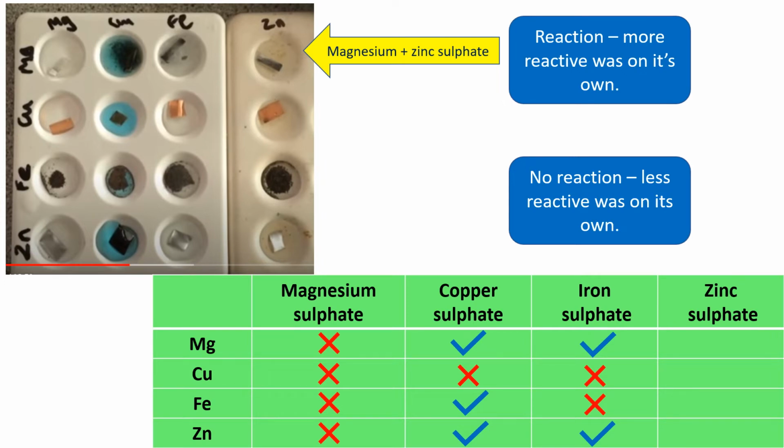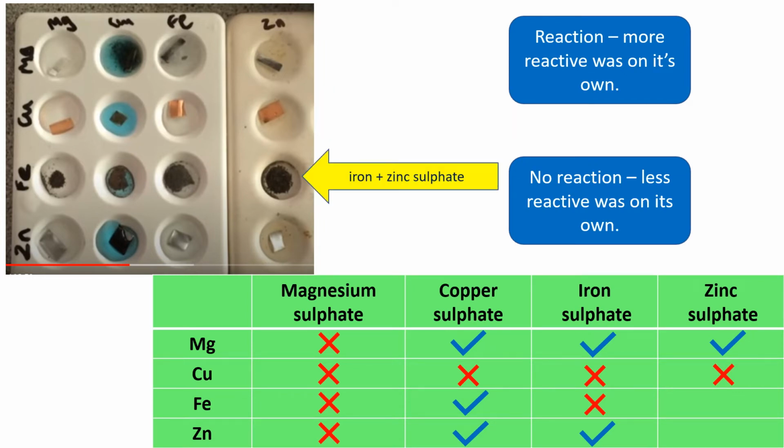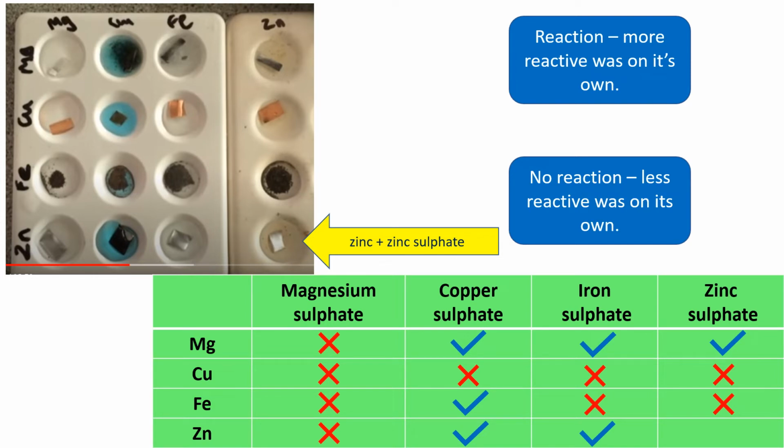And finally then, this one here, magnesium plus zinc sulfate. There is some bubbling. You can kind of see some specks in there. This one here, copper plus zinc sulfate. Can't see anything happening there. Iron plus zinc sulfate. I can't see anything happening there. And zinc plus zinc sulfate, well, it's the same metal, isn't it? So nothing's going to happen there either. Okay, so now we've got a set of results. What can we do with it?